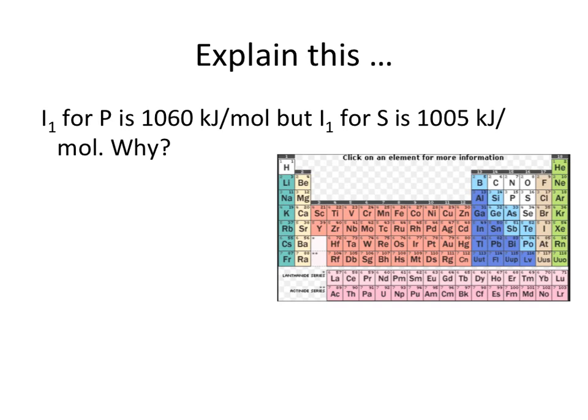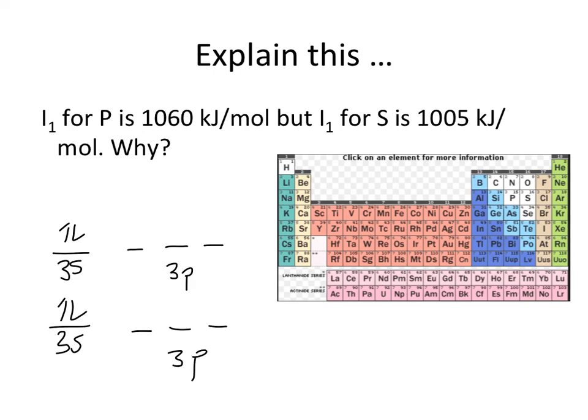Both of them have a completely filled 3s orbital, right? We're going to ignore the core electrons for this example. And then their 3p's are where we're going to actually see a difference. Phosphorus has 1, 2, 3 electrons in its p orbital, so they're all hanging out in their individual seats. Sulfur has an additional electron. It has 4 electrons in its p orbital, right?